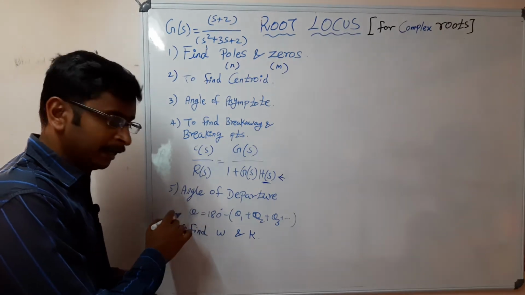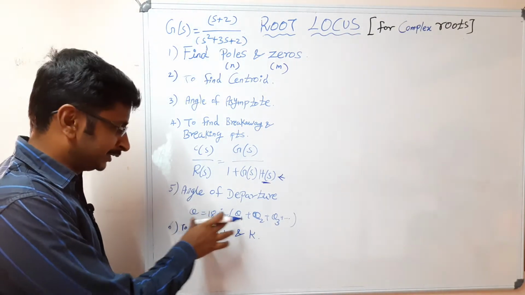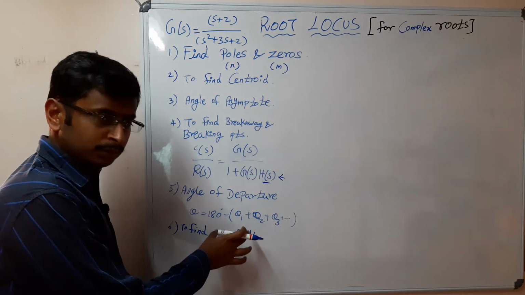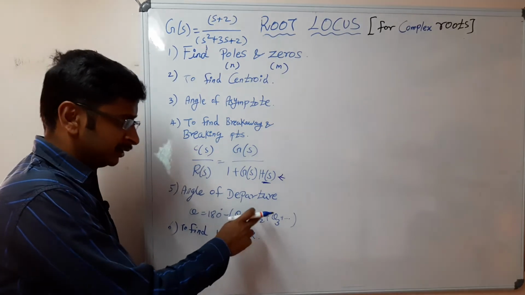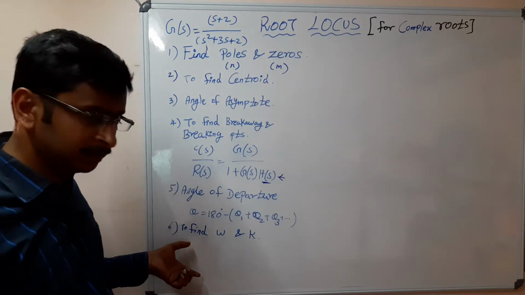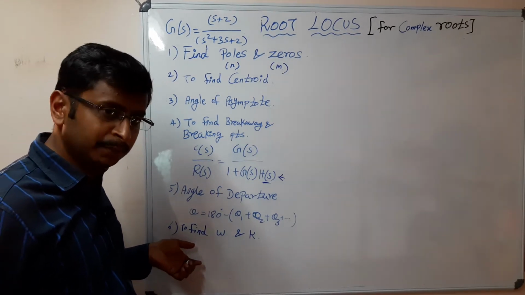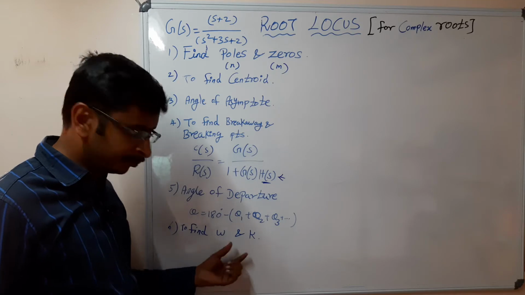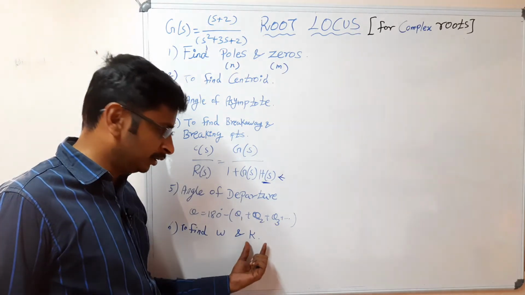So step number 5, angle of departure. This is something new compared to real roots. This is especially suitable only for complex roots. The formula is theta, which is equal to 180 minus of (theta 1 plus theta 2 plus theta 3). And the sixth step is the same as that of your real roots. From the characteristic equation you need to equate the imaginary parts to 0, and you will get the value of omega. If you equate real parts to 0 from the characteristic equation, you will get the value of k.